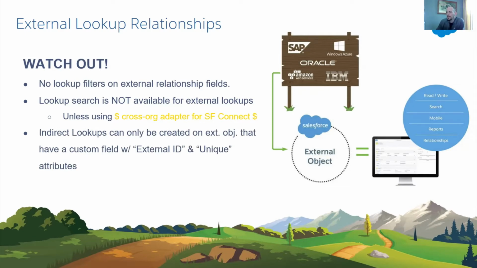Indirect lookups can only be created on external objects that have a custom field with the external ID and unique attributes selected. So if you're familiar with that, when you create that field and you use those attributes, that's what dictates when you can use that indirect lookup without using Salesforce IDs.